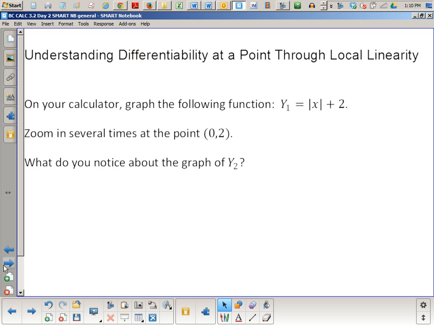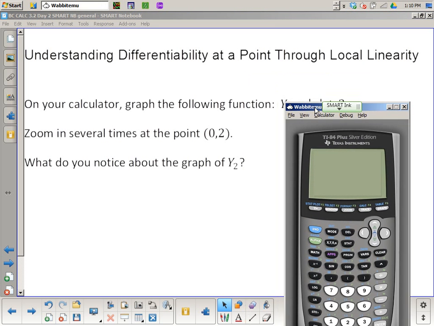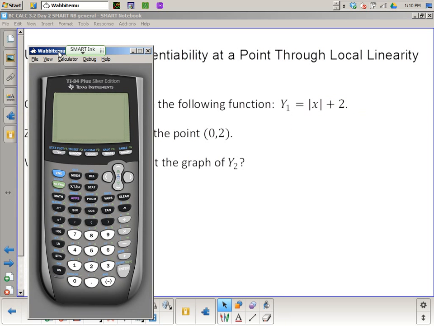We're going to do some zooming in. I'm going to try to convince you of something. And let's try to zoom in several times at the point 0, 2. I'll do the same while you're working on that. So remember, you can find absolute value under math, numbers.